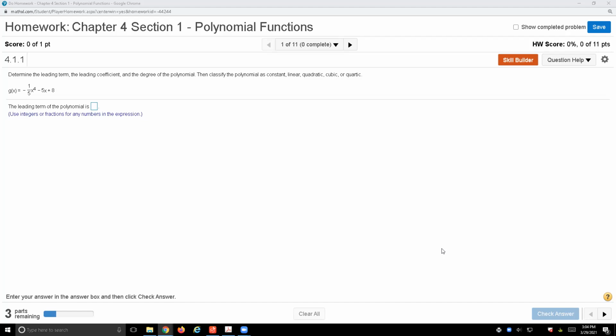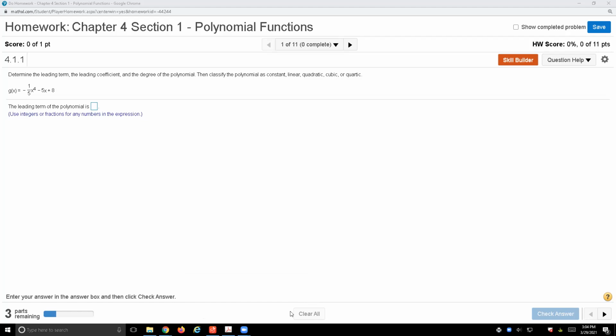So now we classify it. Is it a constant, linear, quadratic, cubic, or quartic? Since it's 4, this means 3, this means 2, this means 1, this means it has no x. And it's an even degree, so both ends are going to be going the same way.